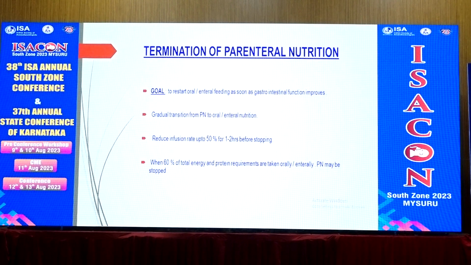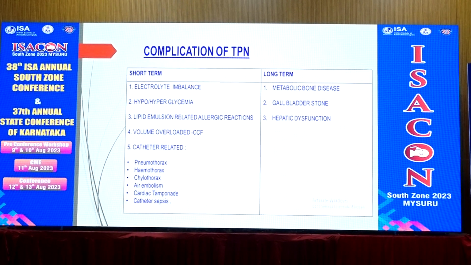Termination of parenteral nutrition. The goal is to restore oral or enteral feeding as soon as possible when gastrointestinal function improves. Gradual transition from parenteral nutrition to oral or enteral nutrition has to be done. Reduce the infusion rate by 50% 1 to 2 hours before stopping the parenteral nutrition. When 60% of the total energy or protein requirements are taken orally or enterally, then parenteral nutrition can be stopped.